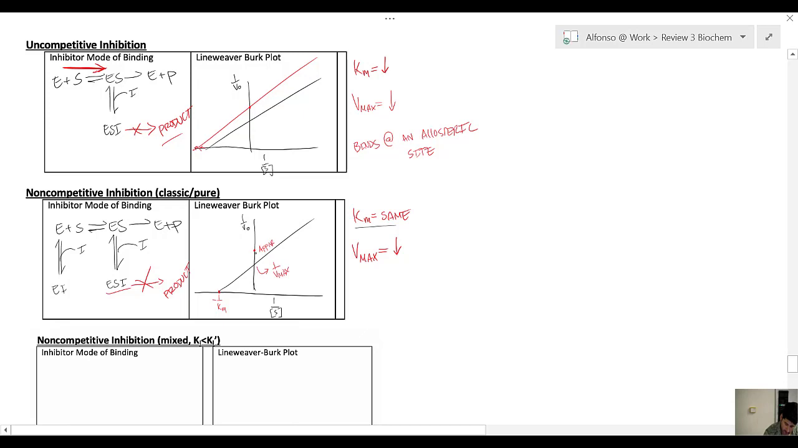And this point right here, that's your apparent 1 over Vmax. So the line is going to look like that. So if you ever see a Lineweaver-Burk plot that has the same x-intercept as the reaction without any inhibitor, that means that Km stayed the same, and so you most likely have a non-competitive pure inhibitor. And this one also binds at an allosteric site.